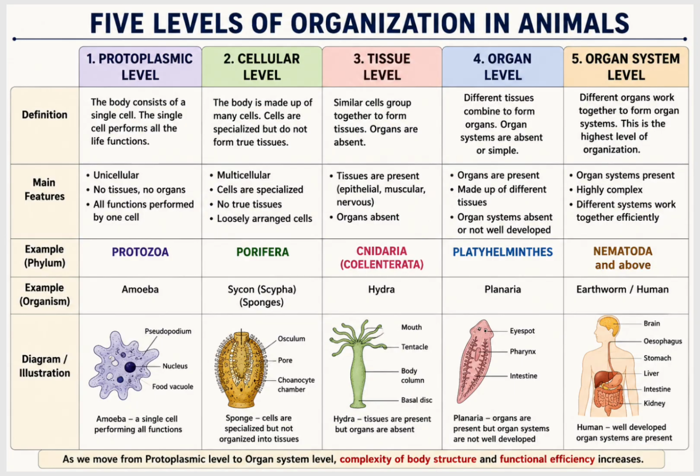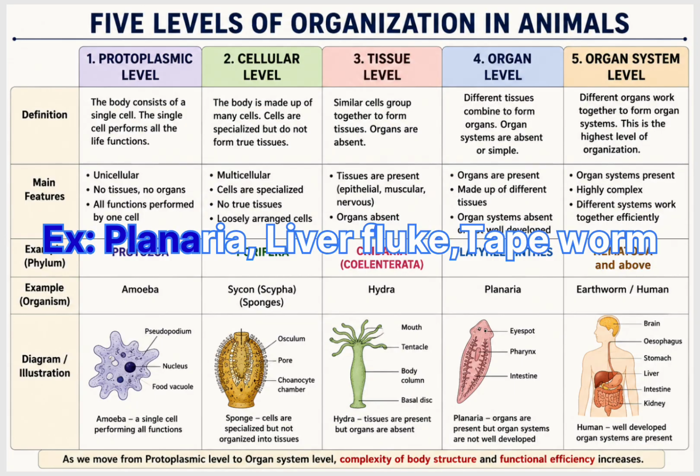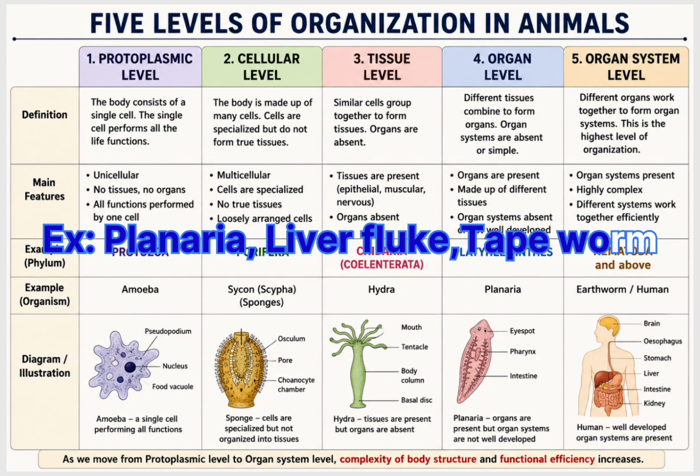Now coming to the fourth level, that is the organ level of organization. So an organ is made up of 2 or more tissues working together for a specific function. For example, mouth, pharynx, intestine. So the animals belonging to the phylum Platyhelminthes show the organ level of organization. For example, planaria, liver fluke, tapeworm, etc.